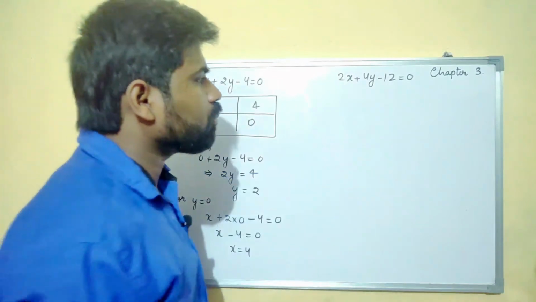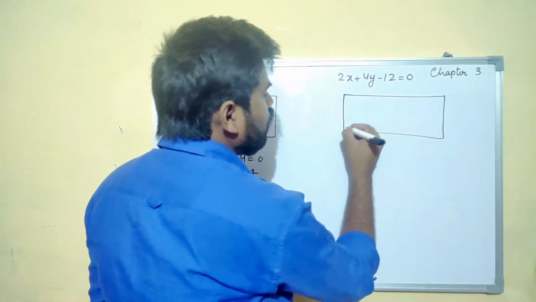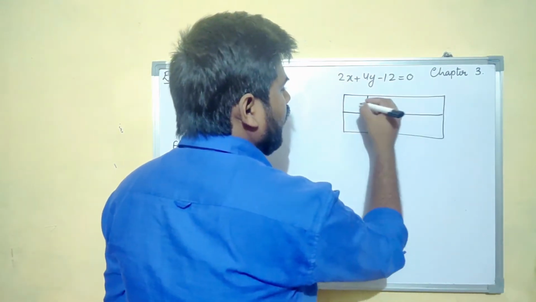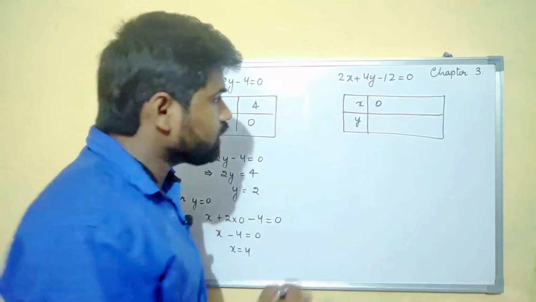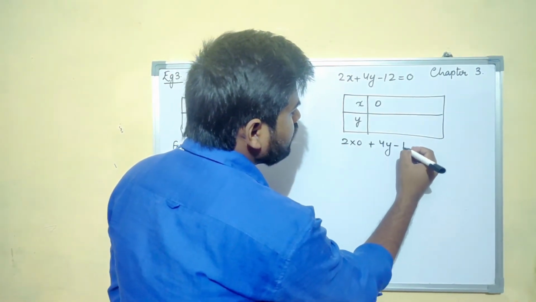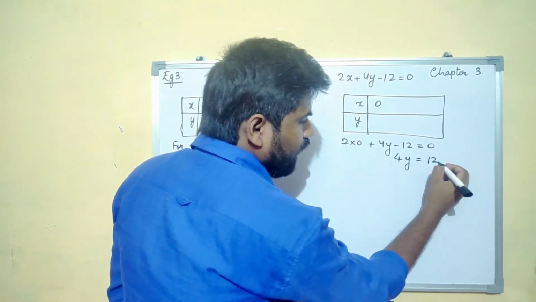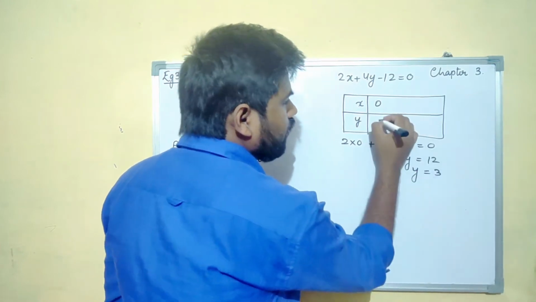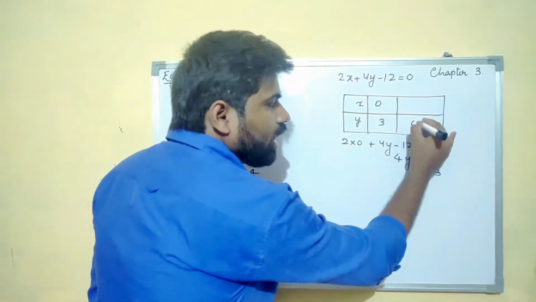Now let us find the points for this equation as well. Let us make the box here, x and y. Let us put the value of x as 0 at first. So 2 into 0 plus 4y minus 12 equals 0, or 4y equals 12, and y equals 3, right?